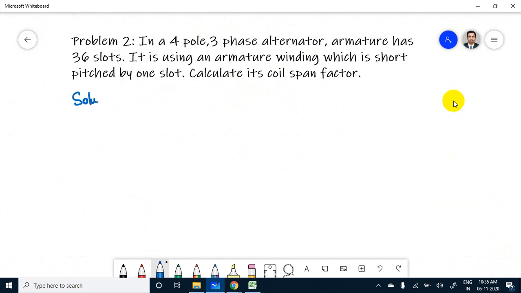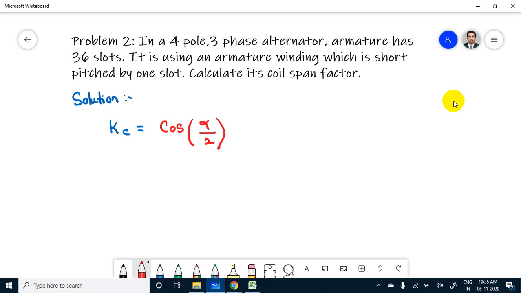Solution. Coil span factor means, what is it now? Is it Kd or Kc? It is the coil span factor, right? Kc. What is the formula for Kc? Anyone? Kc equal to cos alpha by 2, sir. Yeah, good. Cos alpha by 2, where alpha is the slot angle.